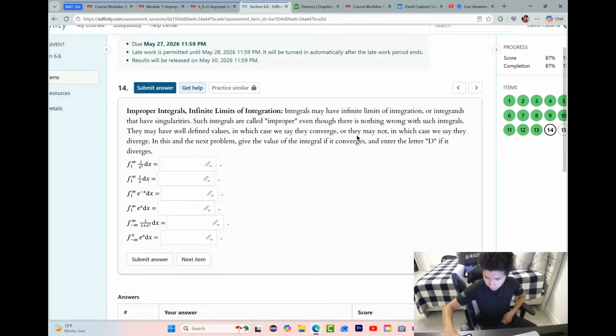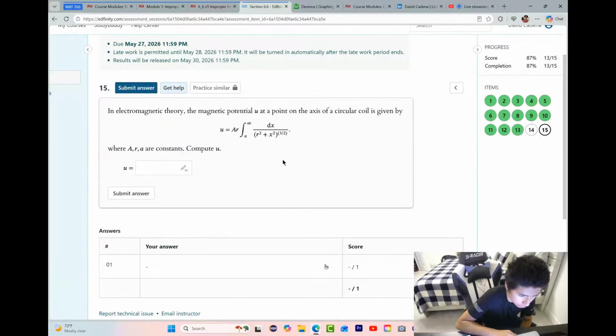Bro, well, let's do it. We have nothing to complain about. And then in electromagnetic theory, the magnetic potential U at a point on the axis of a circular coil is given by that, where big A, R, and little a are constants. Compute U.